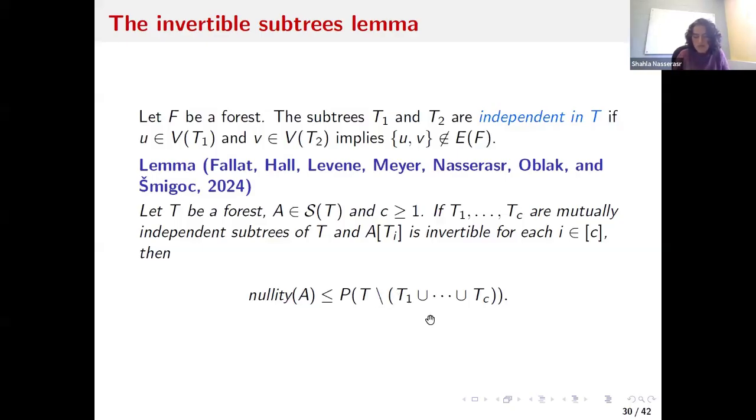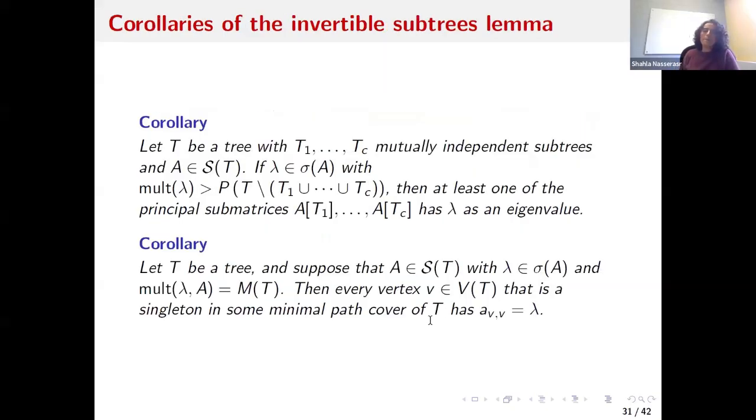So we delete the independent trees, we obtain a graph or a forest. Its path cover is an upper bound for the nullity of the original matrix. There are some nice consequences of it. For example, we can show that if a matrix has eigenvalue lambda whose multiplicity is larger than the path cover of the resulting tree after deleting those independent trees, then lambda has no choice but to be an eigenvalue of at least one of those principal submatrices. So it has to appear as an eigenvalue in one of those.